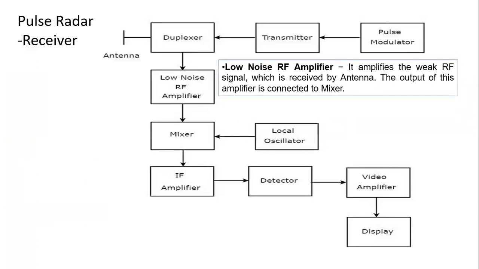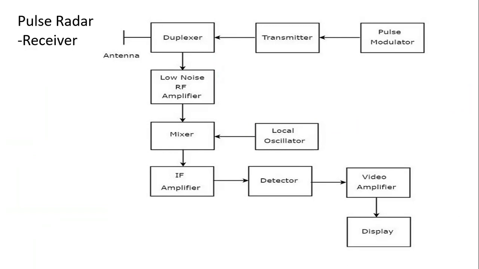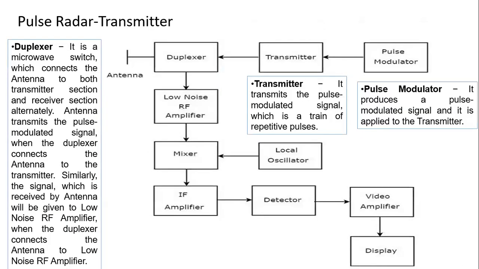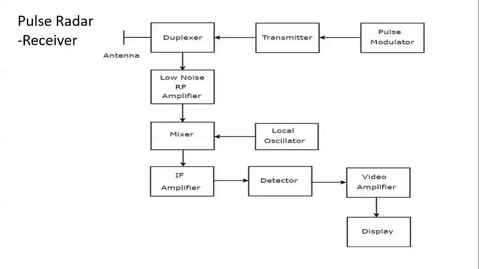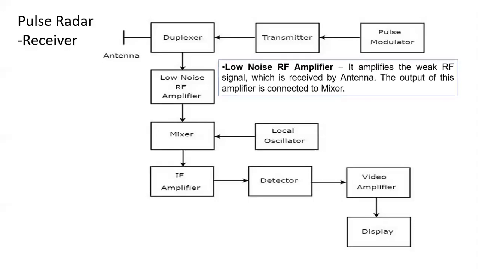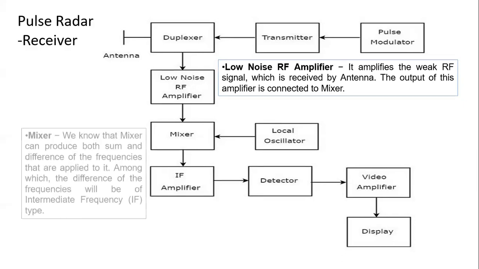Then we have the low noise RF amplifier. Now that was all about the transmitter that we have seen till now. The transmitter is required to transmit the signal. The pulse modulator is generating very high frequency, and the duplexer is turning the transmitter on, sending to the antenna, and the waves are being transmitted into space. Now, when the signals are received, this low noise RF amplifier amplifies the weak RF signal and then connects it to the mixer.